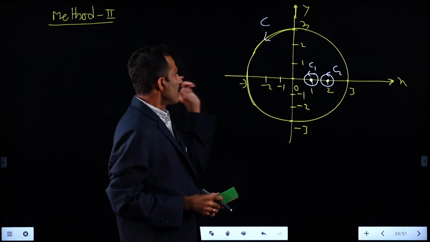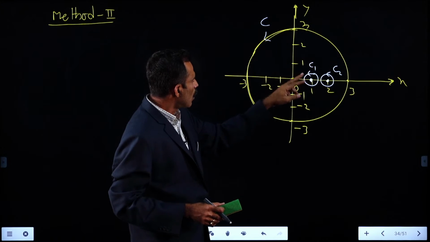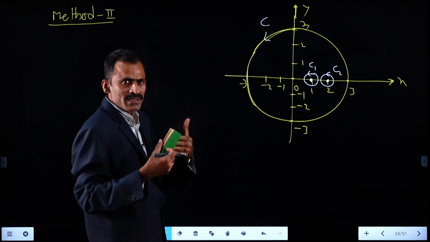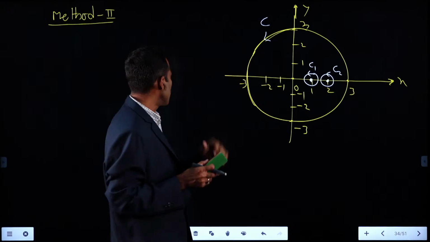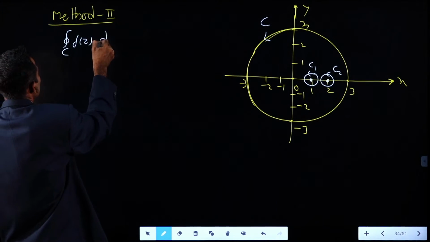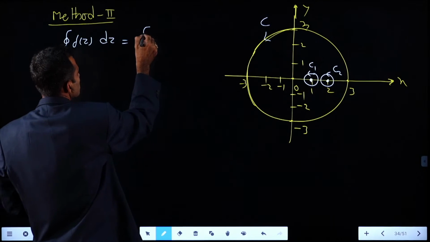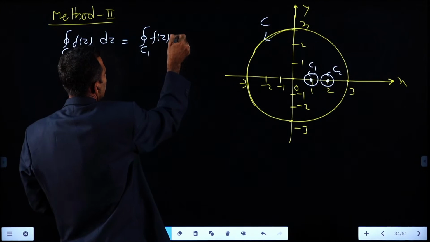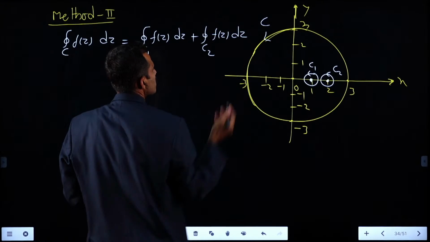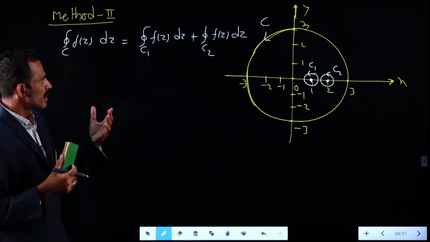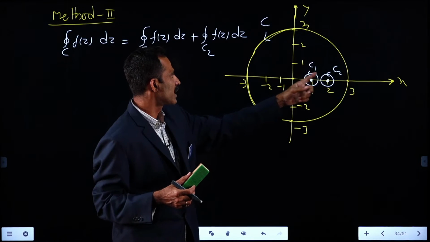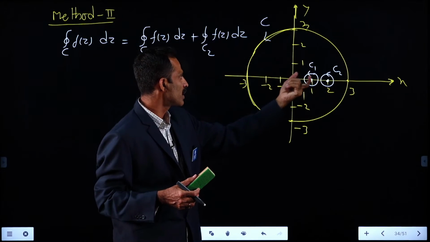Now see this. The function is analytic inside C, outside C1, outside C2 only. Not within C1, not within C2. So by Cauchy's theorem for multiply connected region, we can write the integral as: integral over C of f(z) dz is equal to integral over C1 of f(z) dz plus integral over C2 of f(z) dz only. The integral along this curve is the same as along this plus along this only.